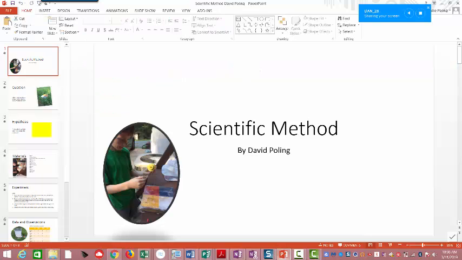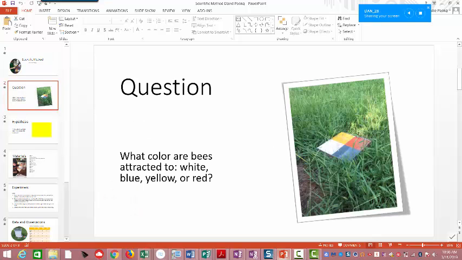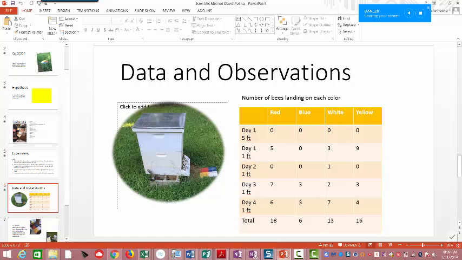Okay. Back in the fall, David did a project to see what color the bees were more attracted to. So we painted that board. He smeared honey or sugar water, something to attract the bees, and literally we just sat there and counted the bees. So here is our data. Over all of the times we did, 18 bees landed on red, 6 on blue, 13 on white, and 16 on yellow. So that is our observed data.